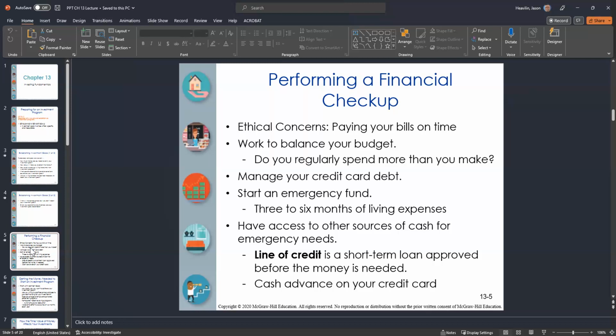Work to balance your budget. Do you regularly spend more than what you make? People do that all the time. That's how they end up with a lot of credit card debt. Manage your credit card debt. There you go. Start an emergency fund.